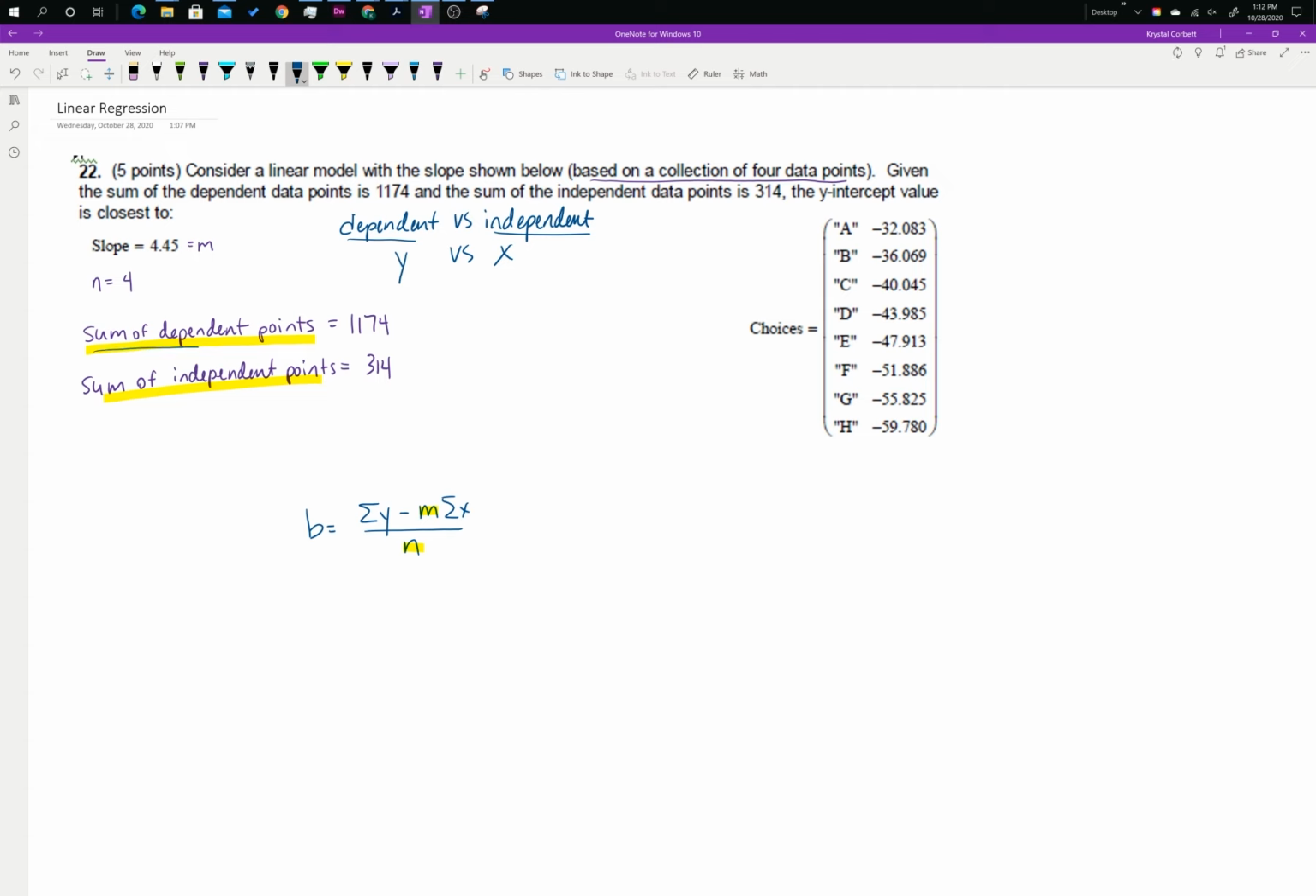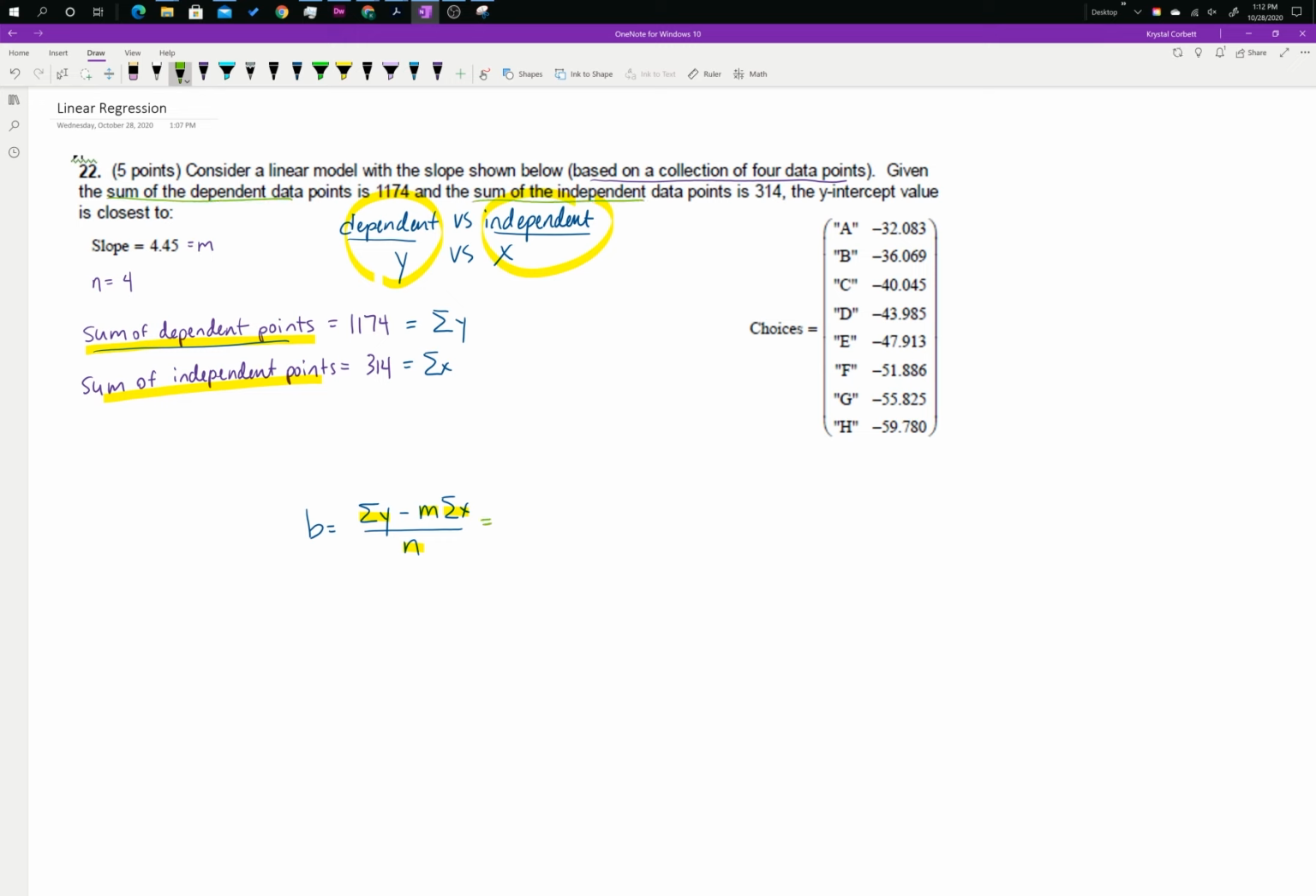So if this is the summation of dependent points, that's also saying the summation of y values. Because remember, your y is associated with the dependent variables. Similarly, the summation of independent points is the summation of x values, because x is your independent variables. So now you can see that you actually have all the different pieces of information in order to find b. But it was critical that you could understand what was meant by saying the sum of the dependent data points and the sum of the independent data points.